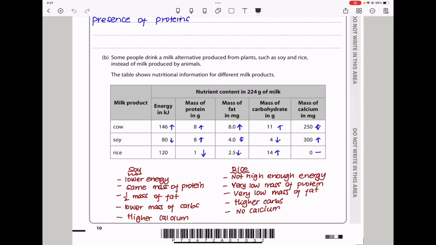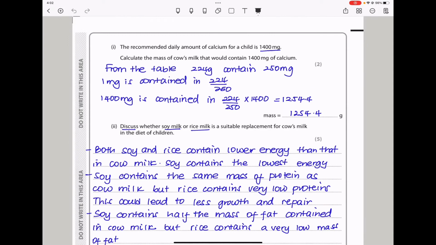Then mass of calcium. This one has more mass of calcium, which is good because we need calcium for bones as well as teeth development. So lack of calcium is going to cause weak bones as well as deficiency diseases like rickets. So here they say the recommended daily amount of calcium for a child is 1,400 milligrams. Calculate the mass of cow's milk that would contain 1,400 milligrams of calcium.